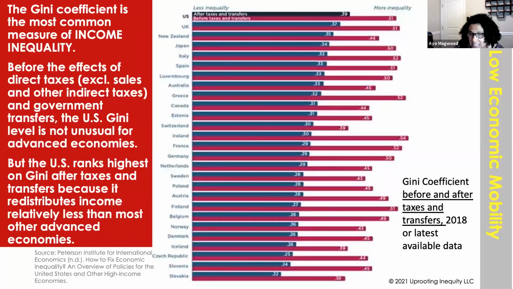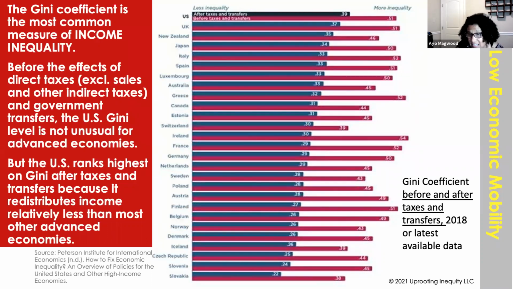And this is an example of what I told you, how we don't like redistribution. This is the Gini coefficient for most of the OECD, all the European and wealthy countries, the United States, Canada. It's a common measure of income inequality. There are two bars. The blue bar is inequality after taxes and transfers, and the dark red bar is income inequality before taxes and transfers. So we're at the very top.